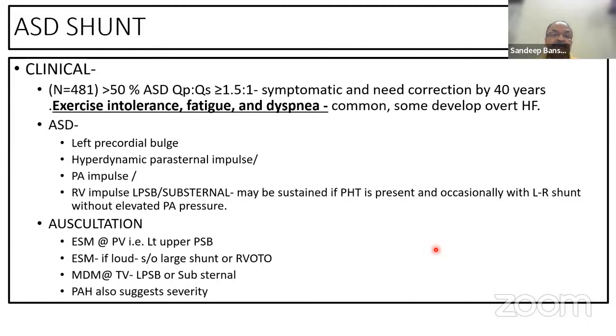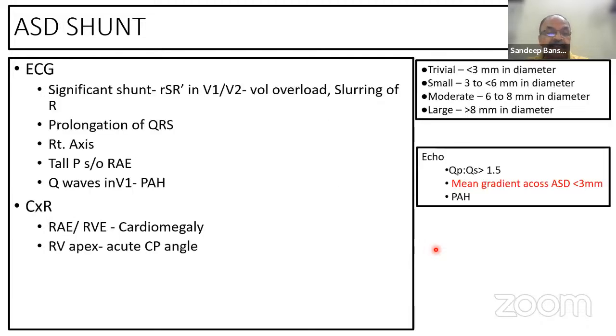Also, if the shunt is large, because the defect is large, pulmonary arterial hypertension develops. Of course, as we were talking, it generally develops in at least the fourth or fifth decade, but sometimes it can develop a little early. If it occurs quite early, then it has to be an AV canal defect, a partial or a complete AV canal defect. That means there is an atrial septal defect and also a ventricular septal defect, or another form of atrial septal defect and not the classical secundum ASD.